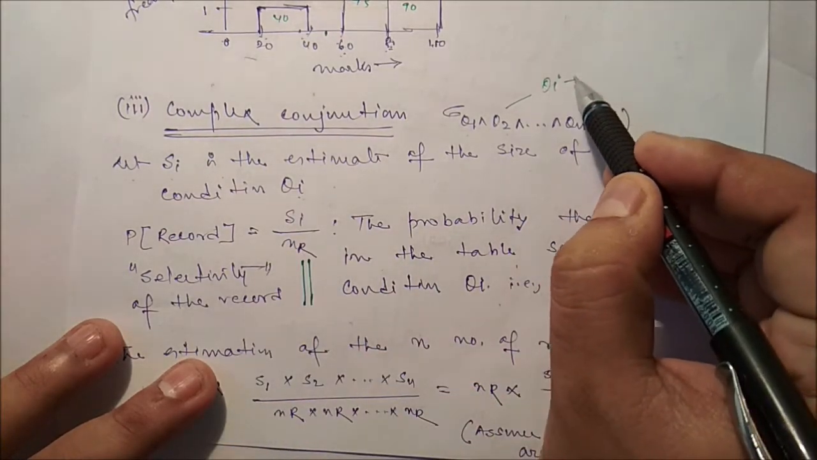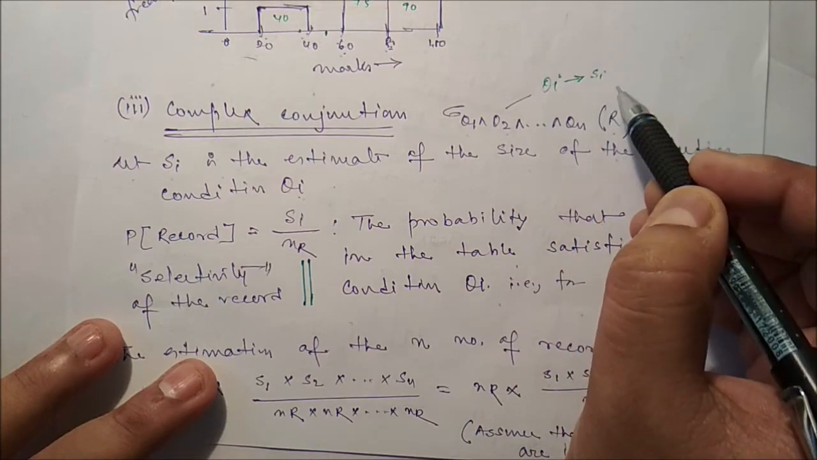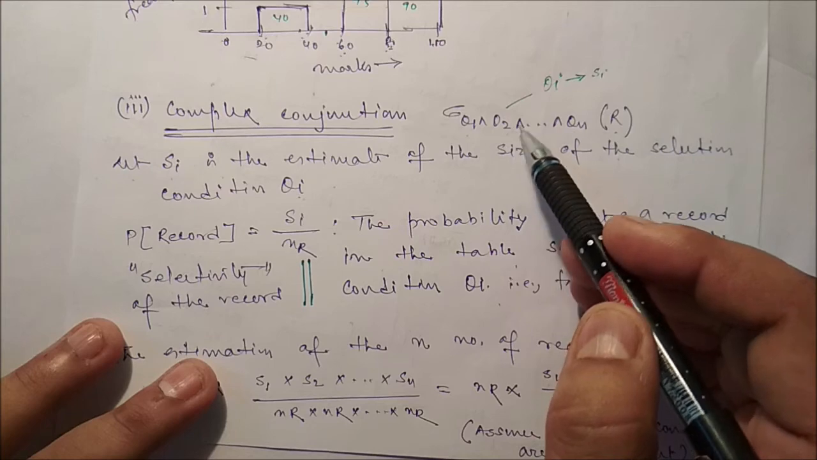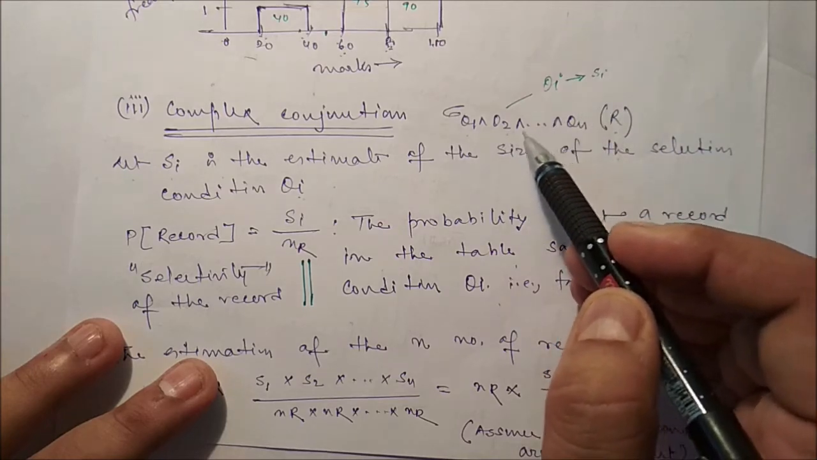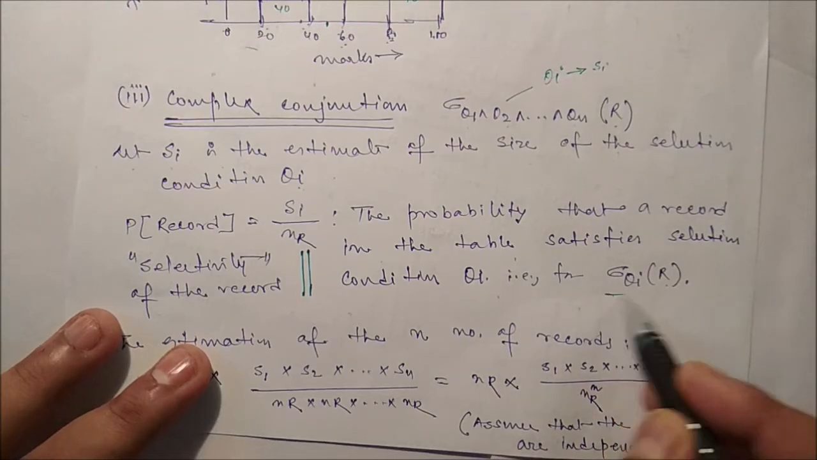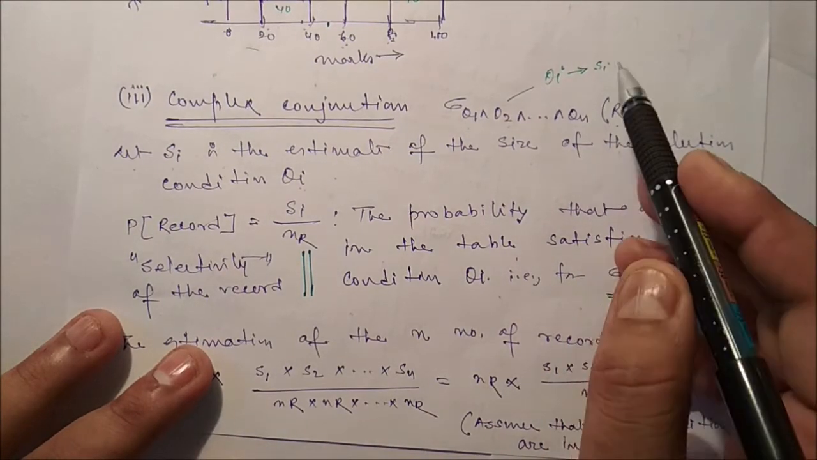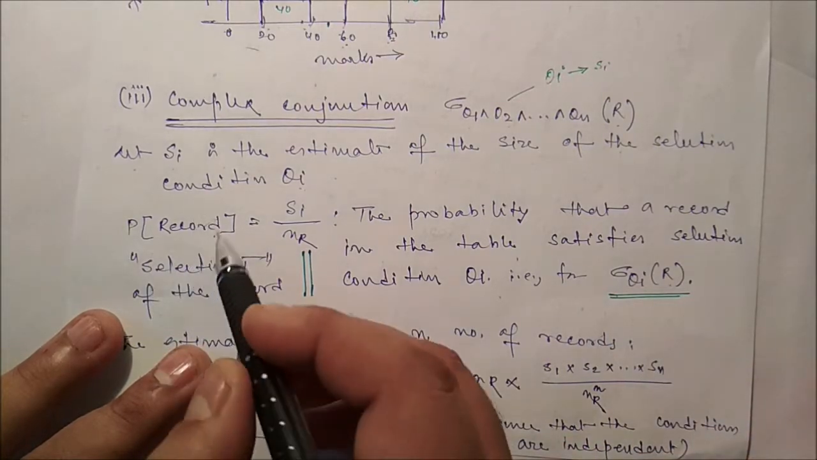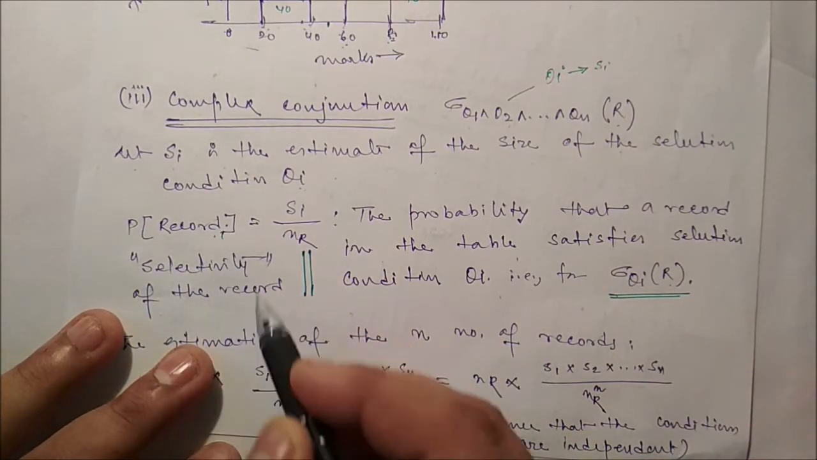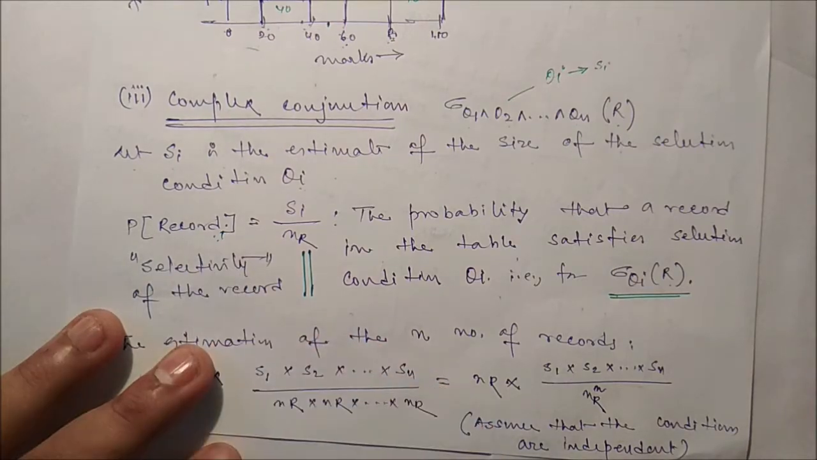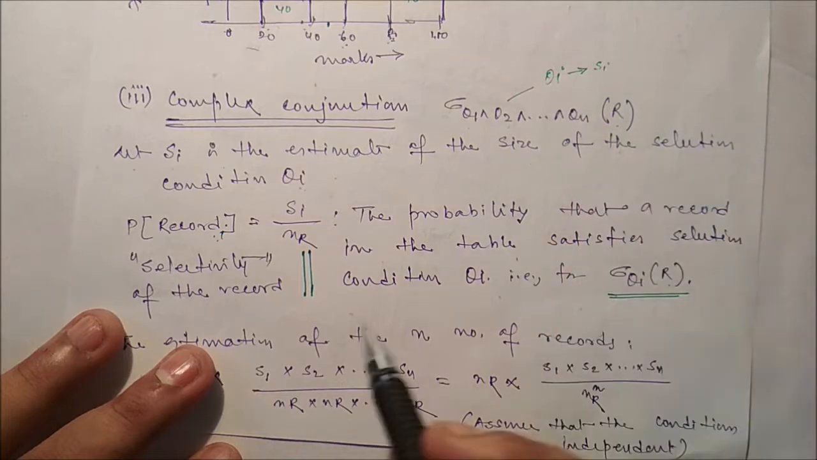Suppose here the selection estimation is SI. If SI is the number of records, it will return SI number of records if we use the condition theta I. So we can calculate the probability of that particular record. For a record I, we can identify how many records it will return from the ith attribute, the ith condition.